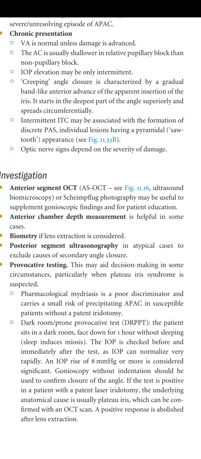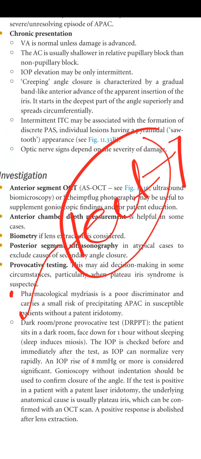Gonioscopy without indentation should be used to confirm closure of the angle. If the test is positive in a patient with a laser iridotomy, the underlying anatomical cause is plateau iris, which can be confirmed with an OCT scan. A positive response is abolished after lens extraction. So it is basically a test which is used to determine plateau iris.